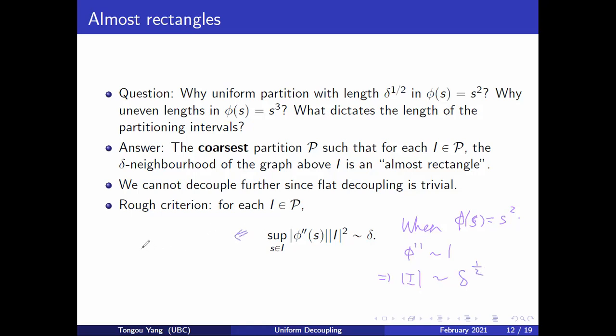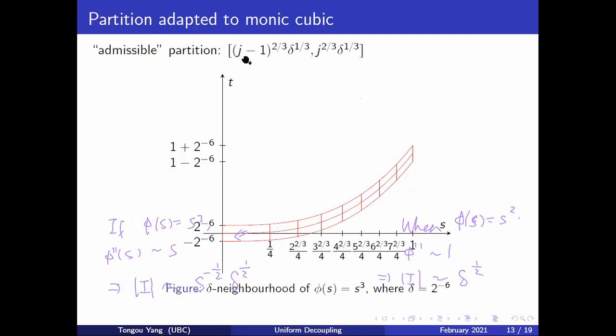And on the other hand, if phi of s is equal to the moment cubic, then phi double prime of s is roughly equal to s. And in this case, what we have is the interval I would have length roughly equal to s to the power minus 1/2 times delta to the power minus 1/2. And we could easily check that in this case, this is true. Because in this case, what is s? s is roughly j to the power 2/3 times delta to the 1/3. And then what is I? I is roughly j to the power negative 1/3 times delta to the 1/6 times delta to the power 1/2, which is this.